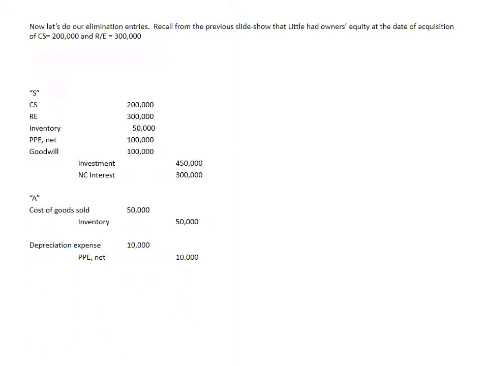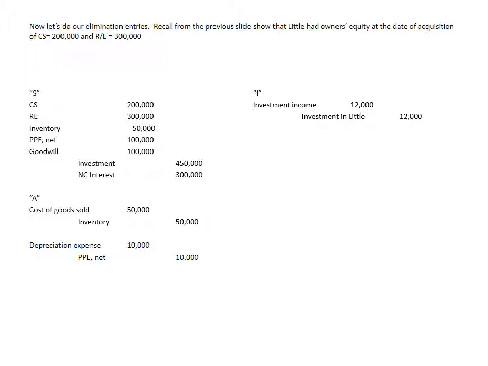Then we have A for amortization. Again, there are two things going on. In the S entry, we create $50,000 of inventory, and then we realize that by the end of the year that should all be sold, so we remove the inventory with a credit and debit cost of goods sold. Likewise with the property, plant, and equipment, it's $100,000 of additional property, plant, and equipment value being amortized over 10 years, or $10,000 per year. So we record an additional $10,000 of depreciation expense to get the depreciation expense up to what we feel is the correct value.